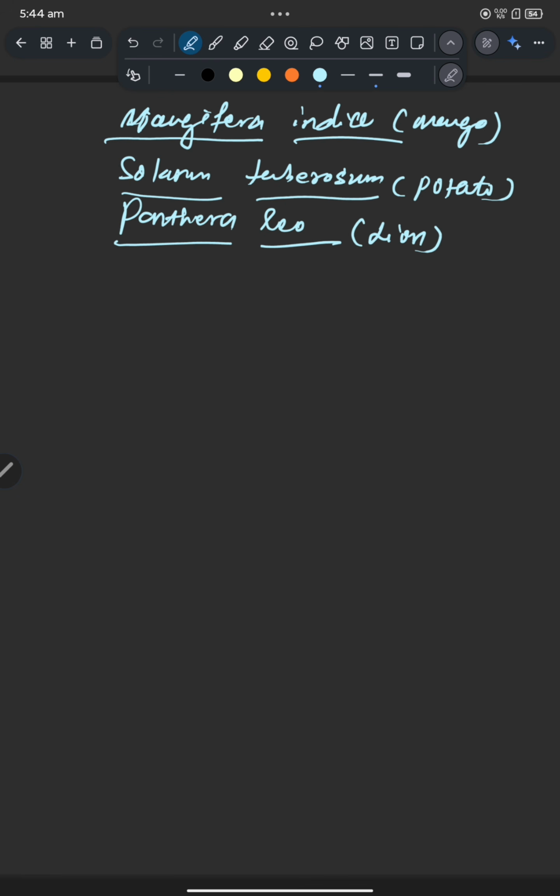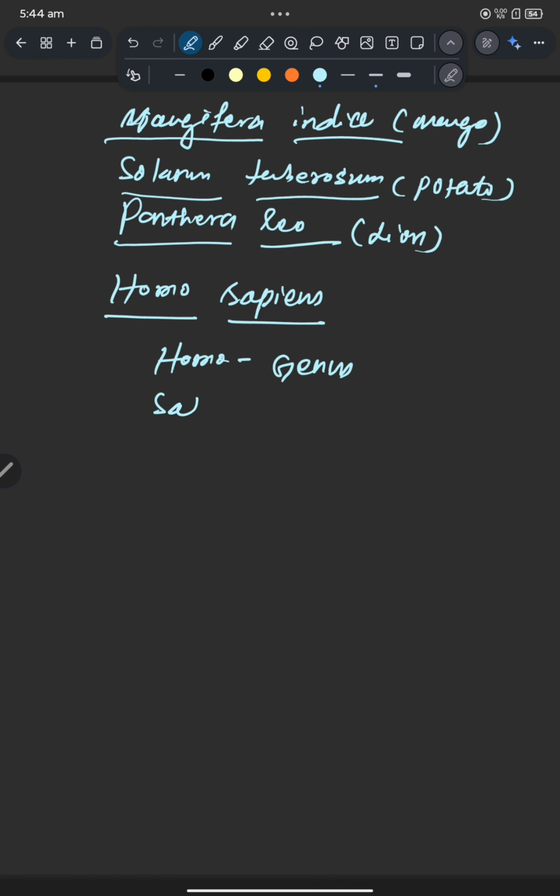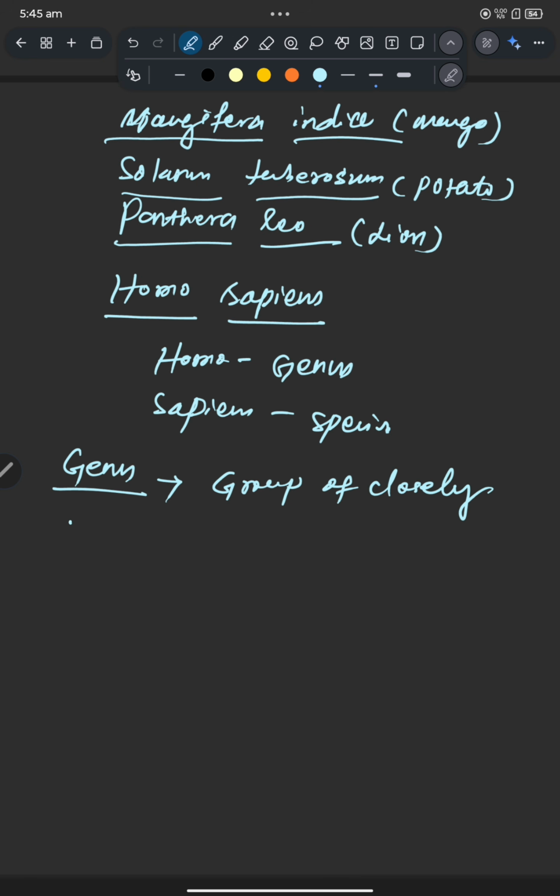Okay. Similarly, take the example of Homo sapiens. Here Homo is the genus and sapiens is the species. Okay, now come to what is genus. Genus is a group of closely related species.